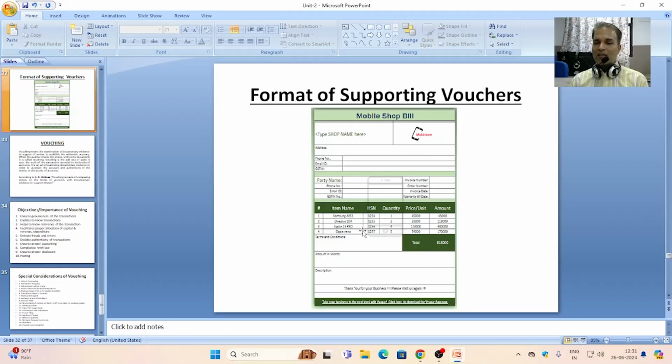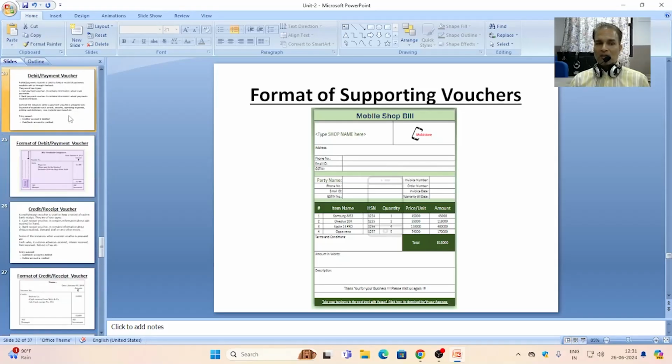If mobile is purchased in cash, then debit voucher is there. If mobile is purchased on credit, then journal voucher is there. And supporting voucher always falls under the non-cash voucher.